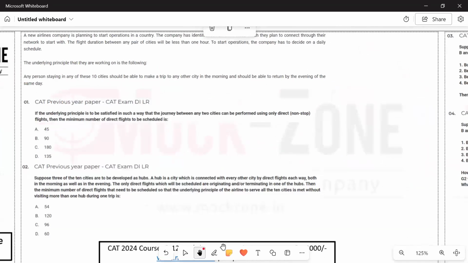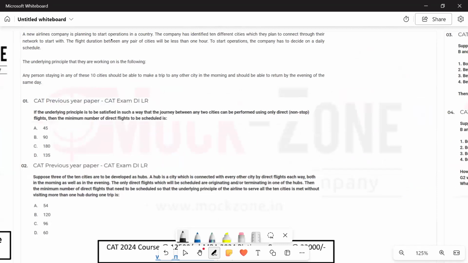So the question says, a new airline company is planning to start its operation in a country. The company has identified 10 different cities which they plan to connect through their network to start with. The flight duration between any pair of cities will be less than 1 hour. To start operations, the company has decided on a daily schedule. The underlying principle that they are working on is the following. Any person staying in any of these 10 cities should be able to make a trip to any other city in the morning and should be able to return by the evening of the same day. ये इनका underlying principle है.